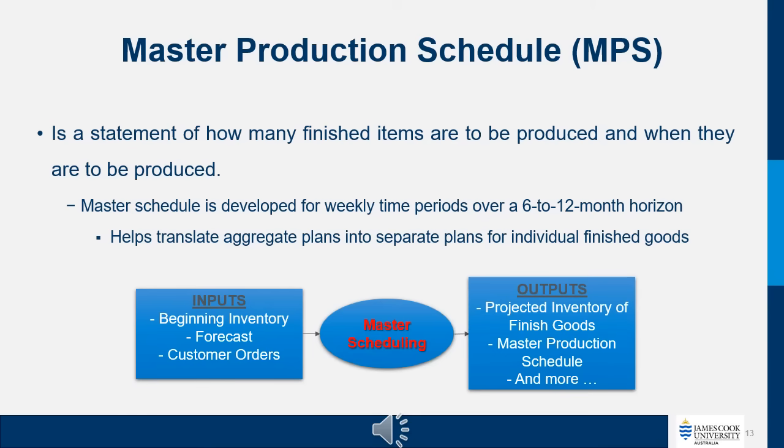So MPS serves as a crucial link between the high-level aggregate plan and the detailed production planning. It enables effective coordination between different departments such as production, operations, sales, and procurement by providing a common reference for planning and execution.